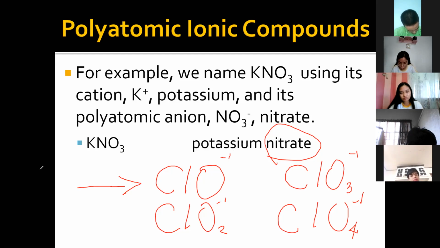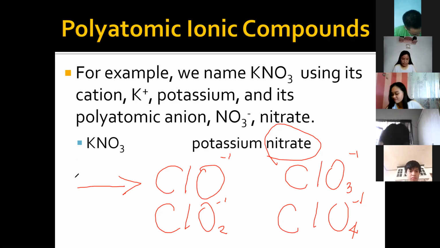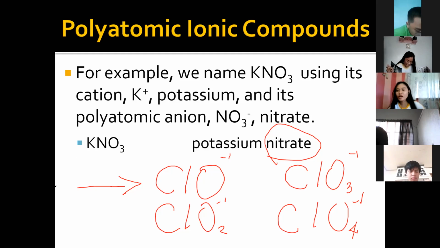Look at that in your periodic table, or if you wish, look at the module. That's the module, class. First page: ClO is hypochlorite. ClO2 is chlorite. ClO3 is chlorate. ClO4 is perchlorate.